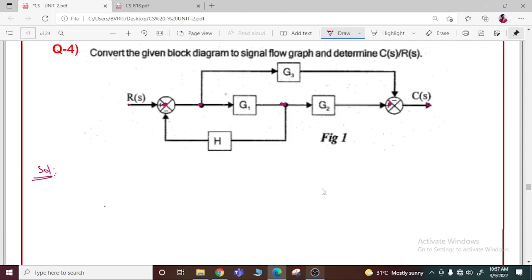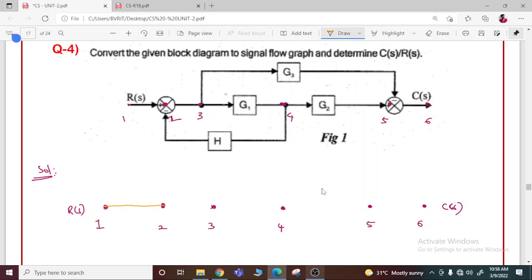So this is node 1 as input R of S. There is a summing point, a branch point, another branch point, another summing point, and output node C of S. So we can write directly here 1, 2, 3, 4, 5 and 6.